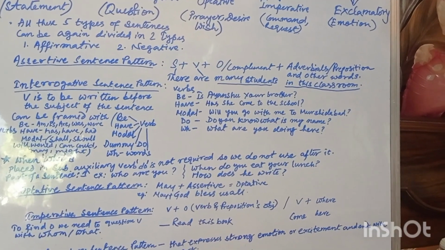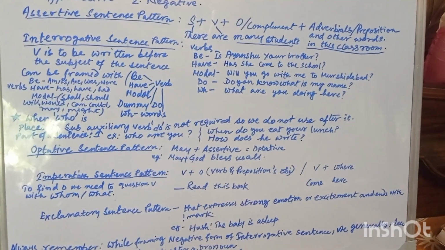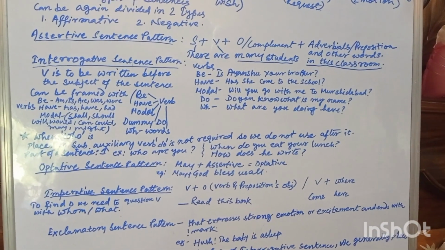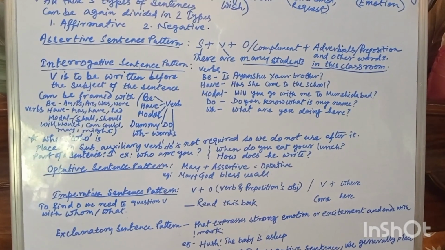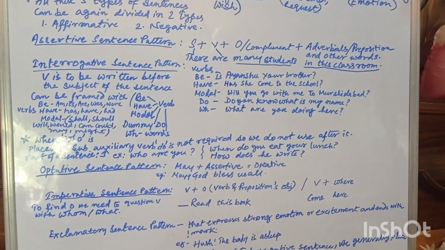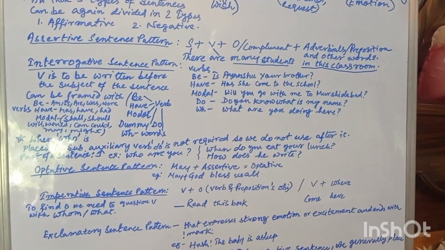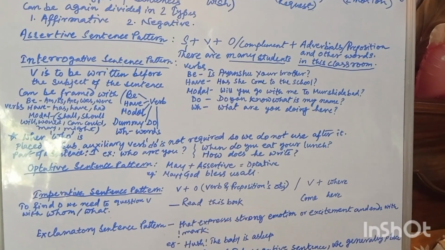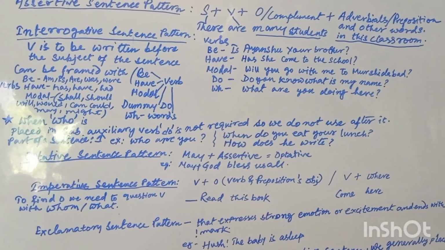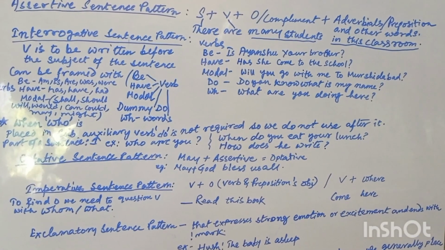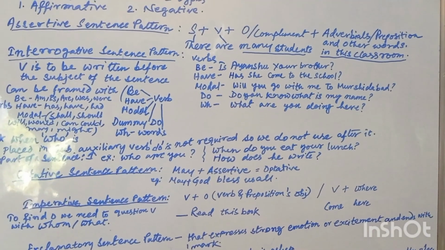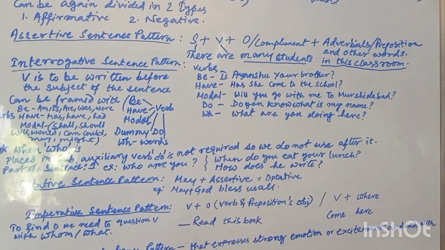We all know this, isn't it? Keep a note in your mind that when who is placed in the subject, the auxiliary verb do is not required, so we do not usually use it after. Okay, so when we are framing an interrogative sentence with who, we may not write do after it. Let's see an example. Who are you? And if we use do, let's take some sentences. When do you eat your lunch? Or how does he write?